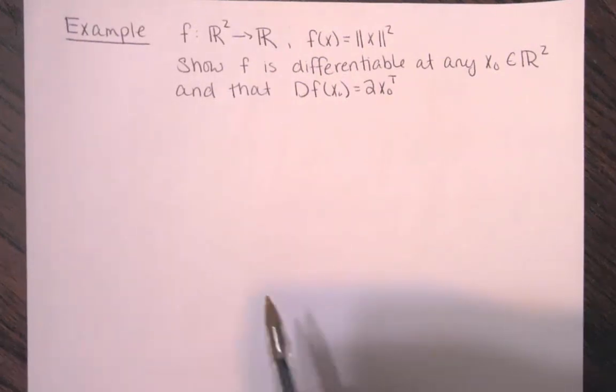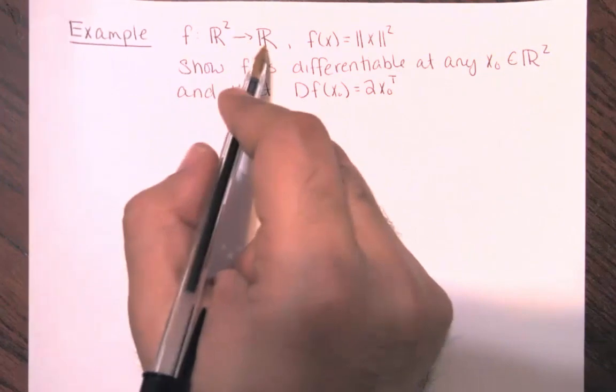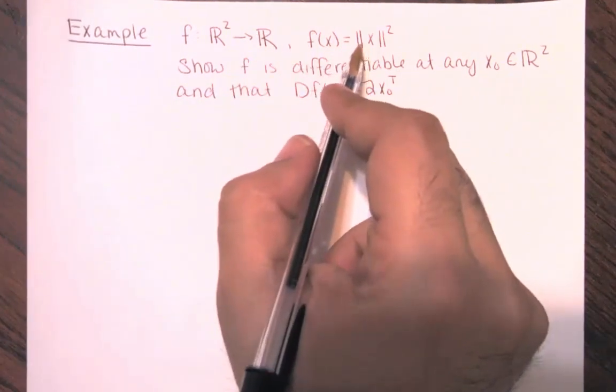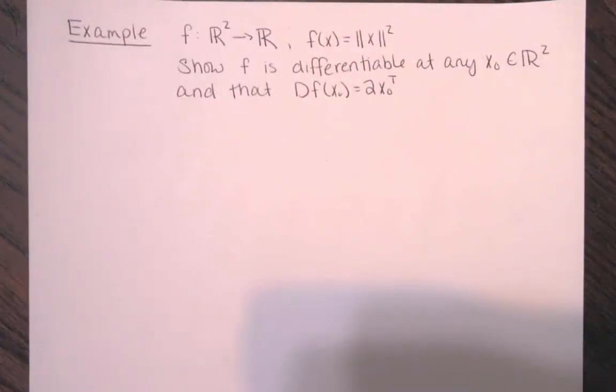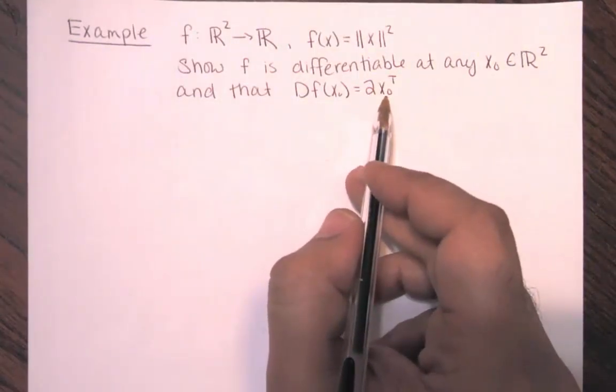Okay, let's work out an example. Suppose f maps vectors in R2 to real numbers, given by f of x is equal to the norm squared. Let's show that f is differentiable at any point in R2, and the derivative is 2 times the transpose of that point.